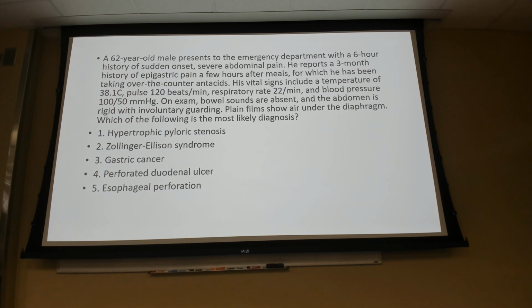So, a good way to look at these questions is: is this patient stable or unstable? Unstable, right? Why? Yeah, so, yep, tachycardic, tachypneic, febrile. Blood pressure is a little soft, technically not hypotension yet, but it's getting there. So it's important. This is an easy question, so this is a perforated ulcer.